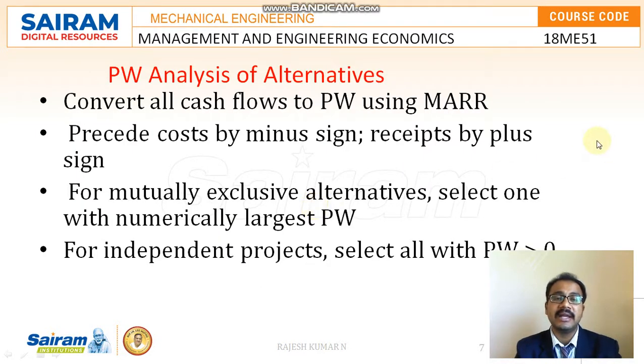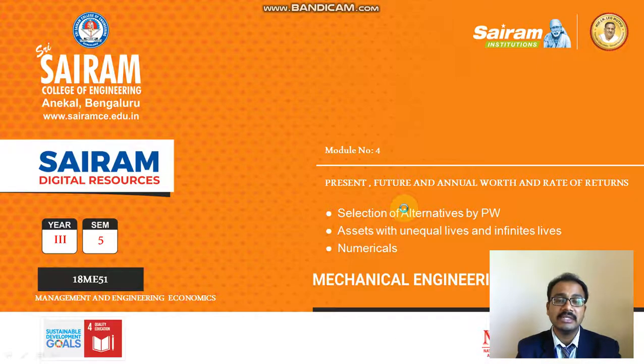And in this present worth analysis of the alternatives, we will be converting all cash flows to the present worth using MARR, with costs given the minus sign and receipts the plus sign. In the sense that whenever we are depositing or investing cash, that should be substituted as minus, and whatever income, benefits or profit we are getting should be considered as the plus sign, that is positive. And for the mutually exclusive alternatives, we need to select the one with the numerically largest present value always. And for the independent projects, select all with a present value greater than 0.